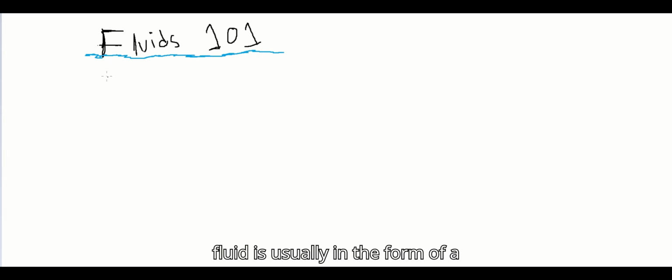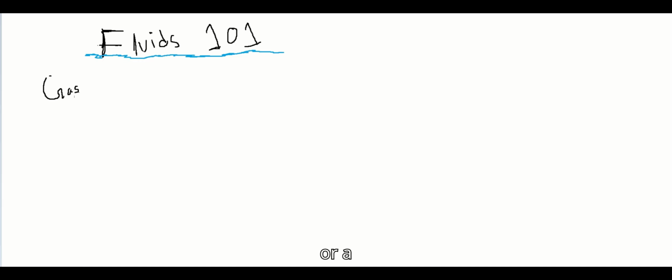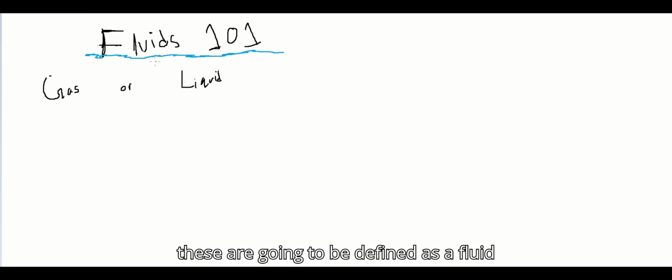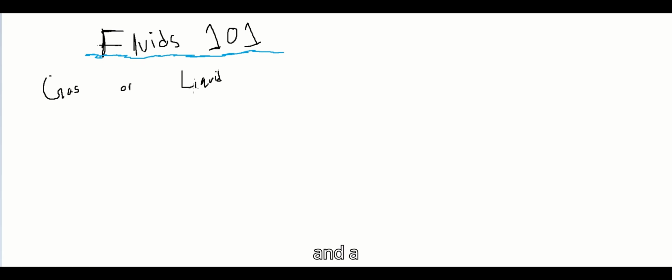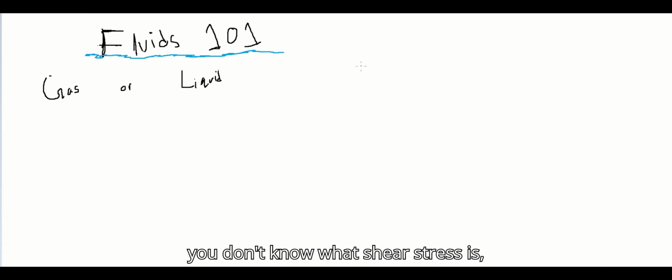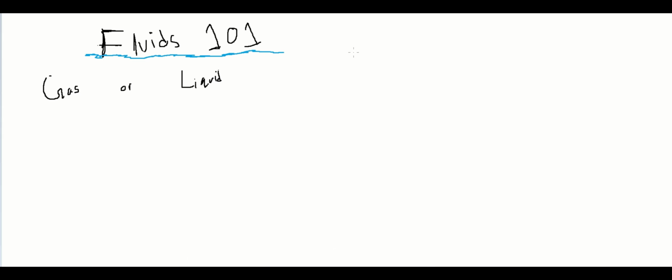Now, a fluid is usually in the form of a gas or a liquid. Alright, so both of these are going to be defined as a fluid, and a fluid is also a substance that continuously deforms under shear stress. If you don't know what shear stress is, it's kind of like a tangential stress. So let's draw out an example here.